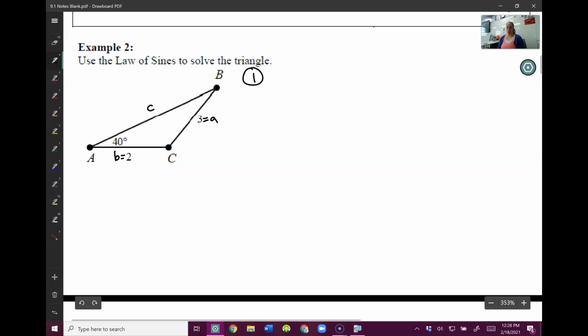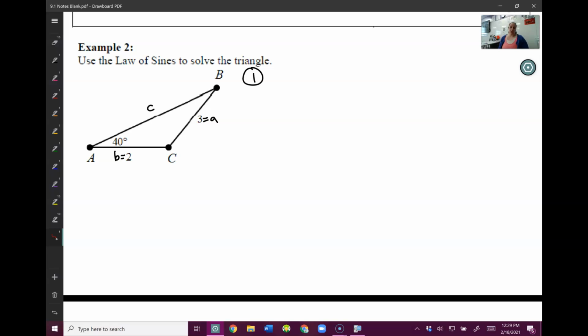So, step 1. I need to figure out what I'm going to solve for first. First off, I can't use my 180 rule from the last video, because to use that rule you have to have 2 of your 3 angles. So if I find one of these 2 angles, then I could use my 180 rule to find the other one. So let's do that then. Let's try to find big B or big C first.